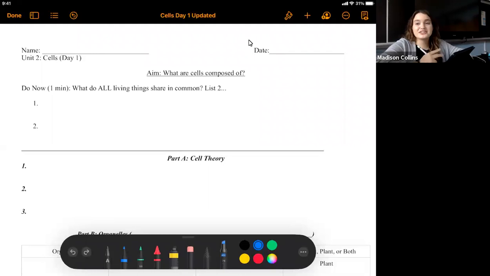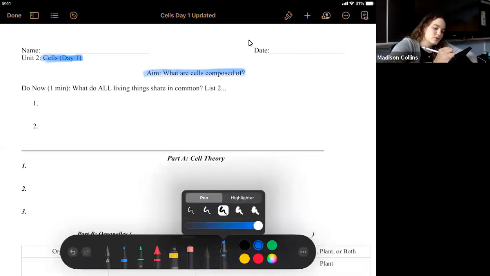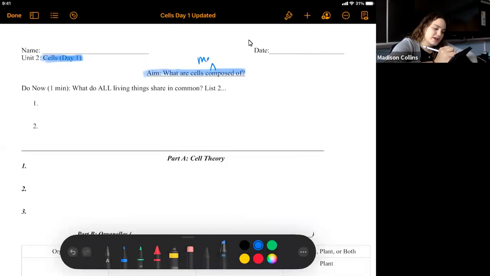We are officially on Unit 2. So you are now on Unit 2, Day 1. We're going to be talking about cells. Specifically, what are cells composed of? By the end of today's video, you will be able to tell me what cells are composed of. When we say composed of, we're talking about what cells are made up of. So what makes up those cells?